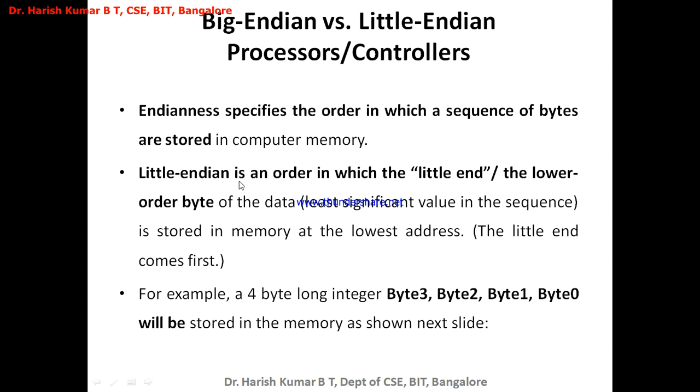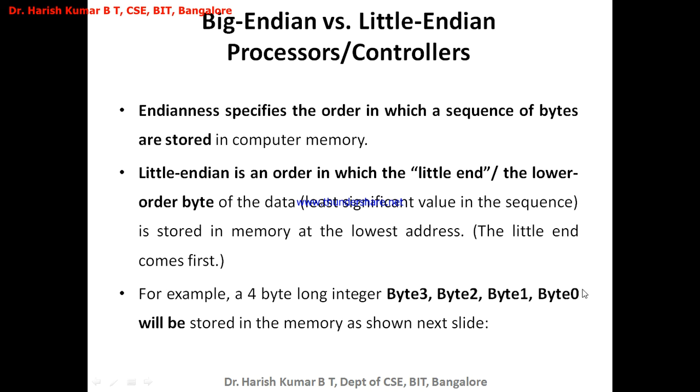Now what happens in the little endian ordering? Little endian is called little end: the lower order byte of the data is stored at the lower address in the memory. I have the example in the next slide. If I consider a 4 byte long integer, byte 3, byte 2, byte 1 and byte 0, how will it be stored inside the memory?